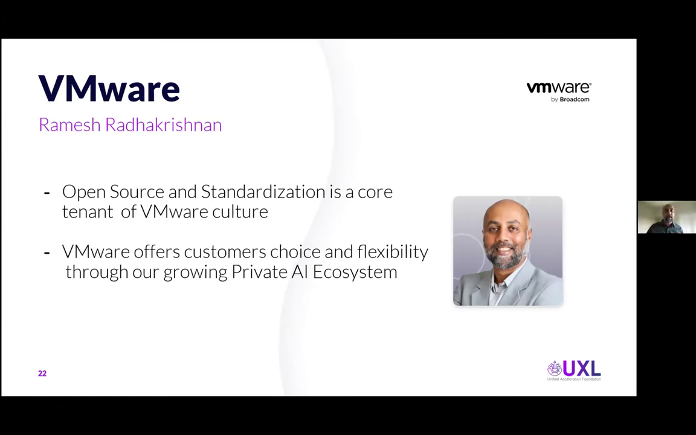Hi, everyone. Ramesh Radhakrishnan. I am part of the AI and Advanced Services group at VMware, where we lead the AI strategy for our company. Open source and community participation has been a core part of VMware's culture over the past 25 years. We contribute to diverse projects like Kubernetes, Linux, and TensorFlow. And we also solve technical challenges in the areas of blockchain, AI machine learning, data science, and release those ideas as open source projects as well.